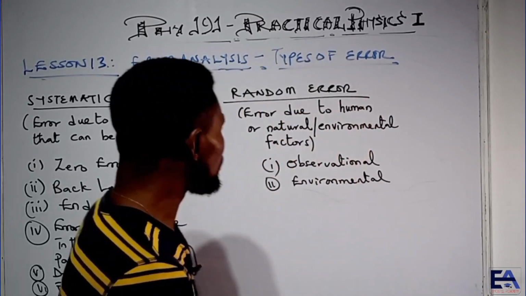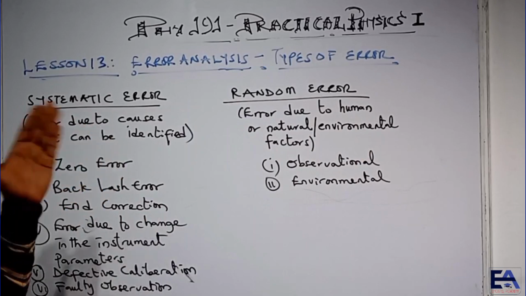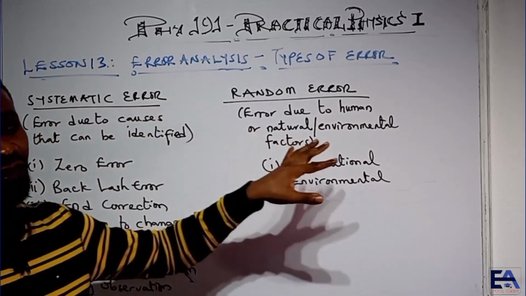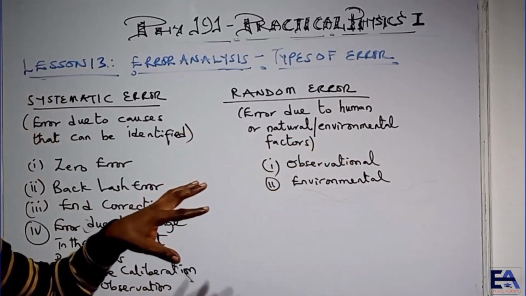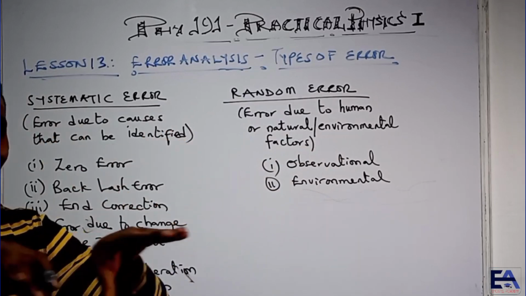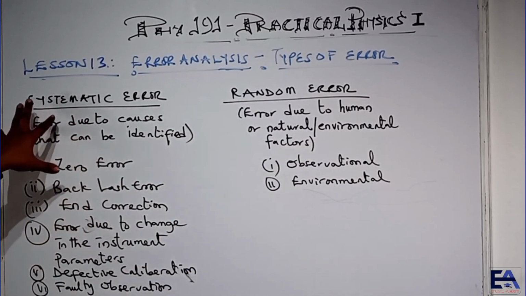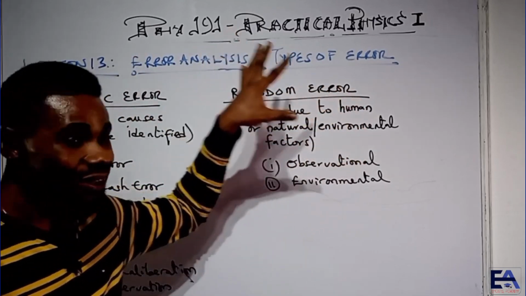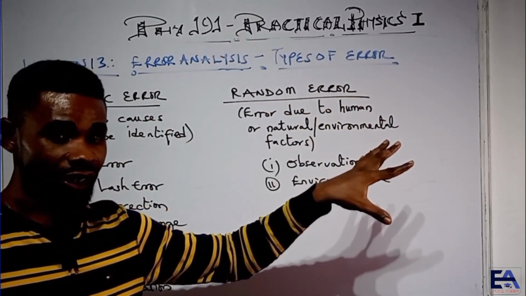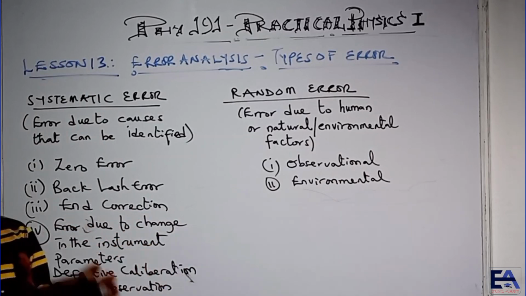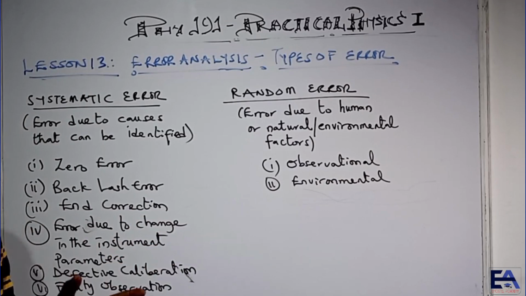All right, now, the two main types of error, that is the categories of error that we have in physics experiments or laboratory experiments, are grouped into two. We have one which is called the systematic error, and then we have the other which is called the random error. You get? Now, the systematic error is due to factors that can be observed, factors that can be pointed out, noted, seen.